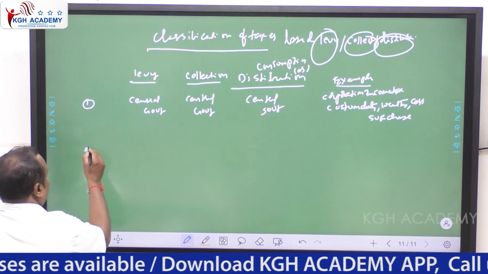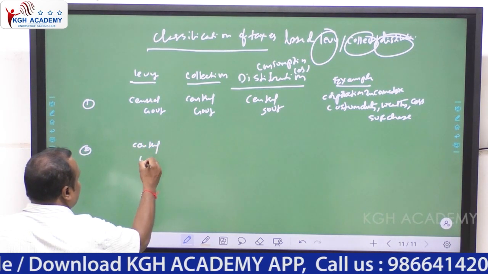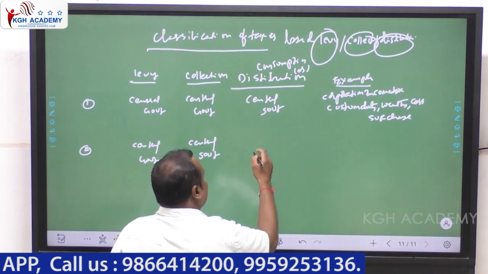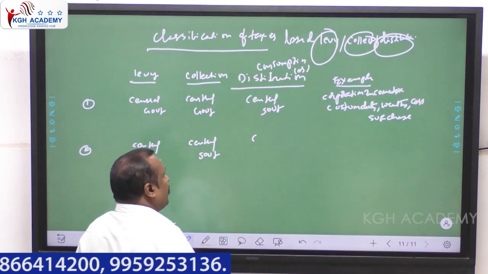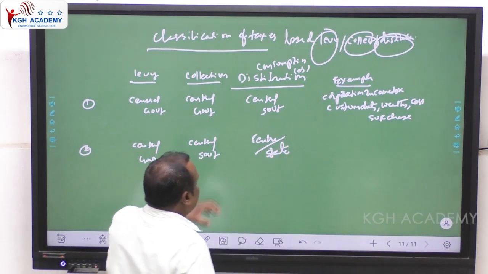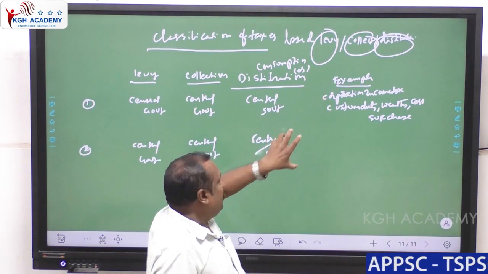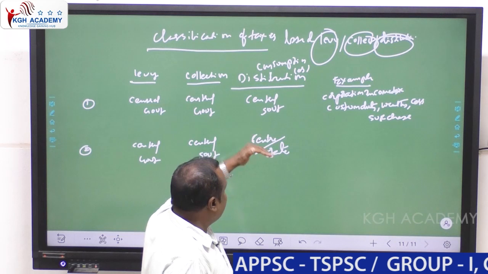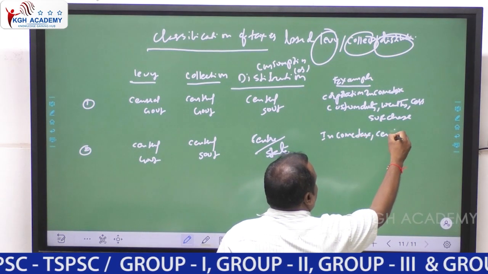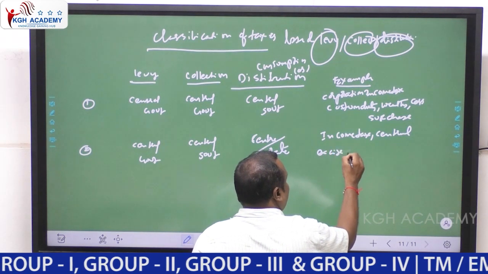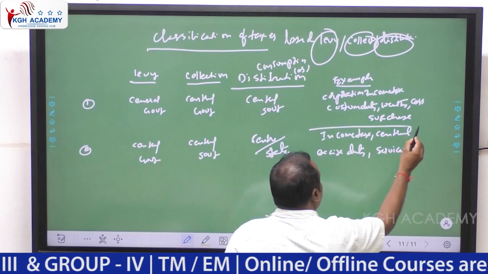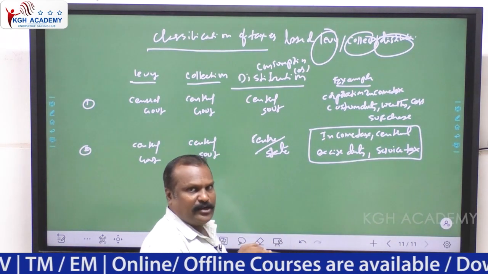Okay? Then come to the second one. The taxes levied by the central government, collected by the central government, and consumed, that is, distributed between the center and the state. These taxes are not consumed by the central government only, but are distributed between the center and the state. That is income tax, central excise duty, and service tax.